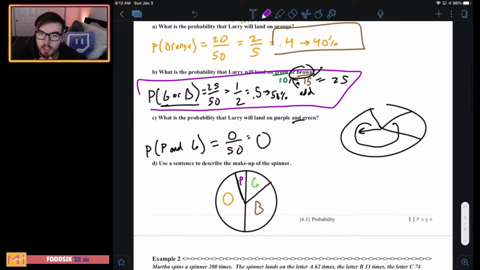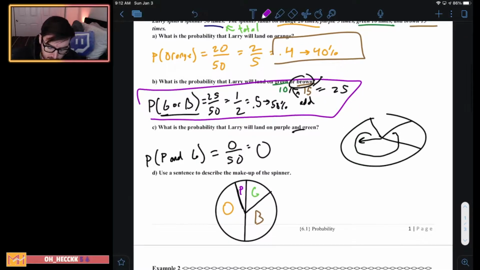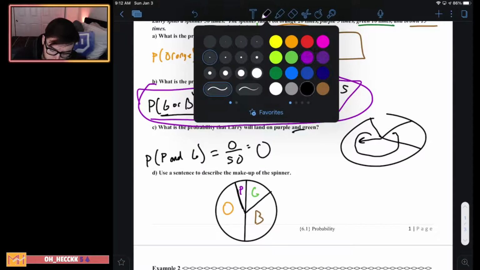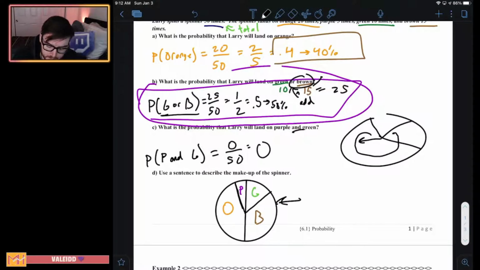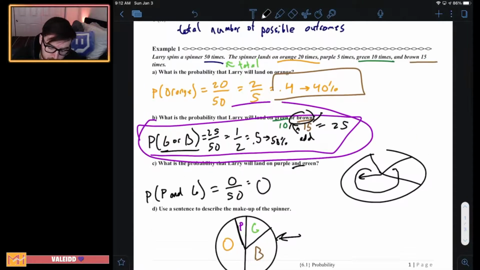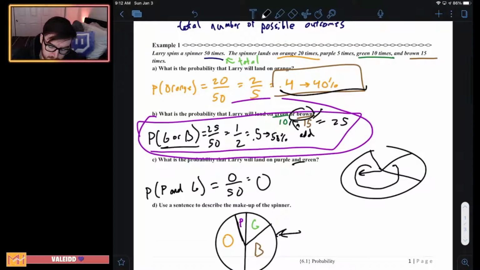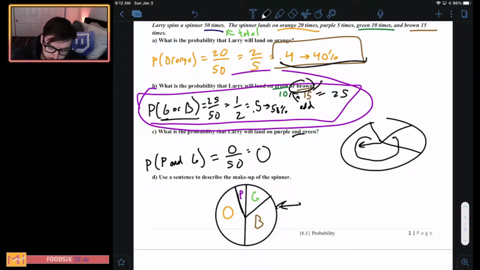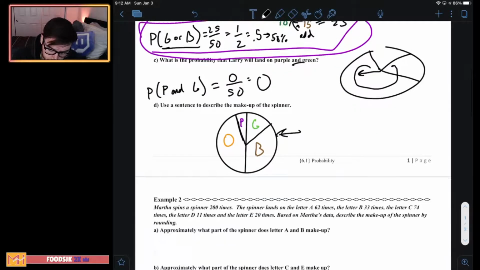So we're kind of using deductive reasoning here. We're like, okay, I know that half of it has to be green or brown, so that's what I accomplished on the right half. And then the other half is mostly made up of orange, because that's 40%. And then purple is that remaining bit. Okay.